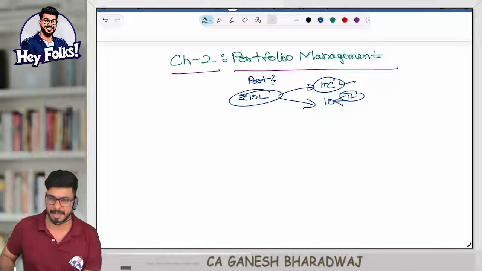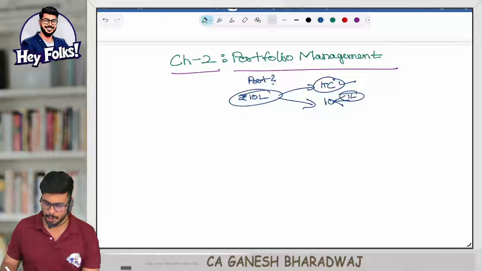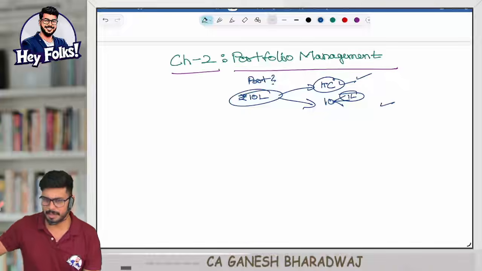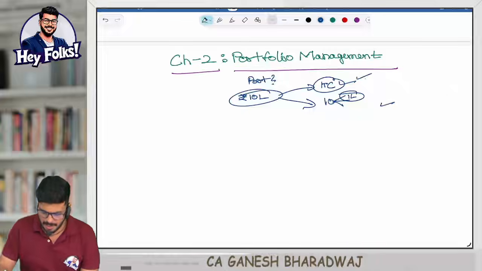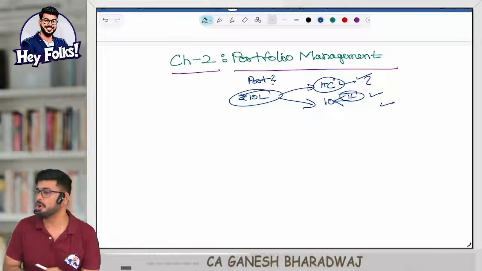Now you tell me guys, which one would you prefer? Would you prefer option A or would you prefer option B? Come on, quick. Okay, most of you are saying B. Now the main question is, why do you prefer option B?